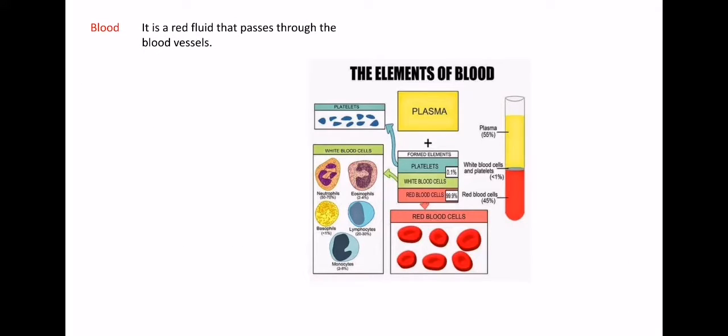Another component of the circulatory system is blood. It's a red fluid or a red liquid that passes through the blood vessels. Blood consists of red blood cells, white blood cells, blood platelets, and the plasma. Again, red blood cells, white blood cells, blood platelets, and the plasma.